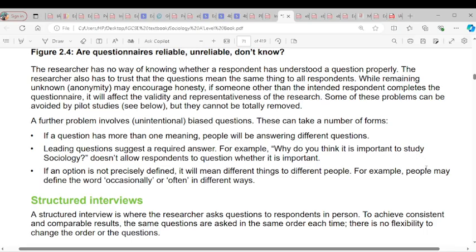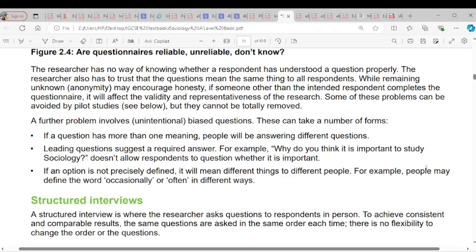Now the second one: the researcher also has to trust that the questions mean the same thing to all respondents. That is where the interpretation of the question goes in. What's your own interpretation of the question? What's your own narrative of the question? What if your interpretation is different from mine? Then we're not going to have the same answers. So we have to trust that all respondents understand and have the same idea about the content, the bone of contention. It means your understanding of A is the same as my understanding of A, and the same as everyone's understanding of A. Then it can be reliable.